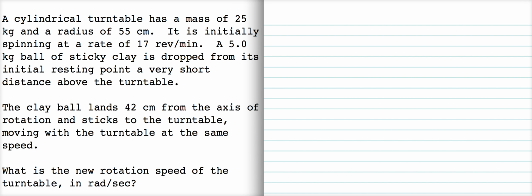Here we have a problem with conservation of angular momentum. With conservation of momentum problems, you can always start by taking the cylinder, so we'll call that M1 is 25 kilograms, and R1 is 0.55 meters. So I1 for a cylinder, the formula for moment of inertia is 1/2 mr squared. So that's 3.78 kilogram meters squared.